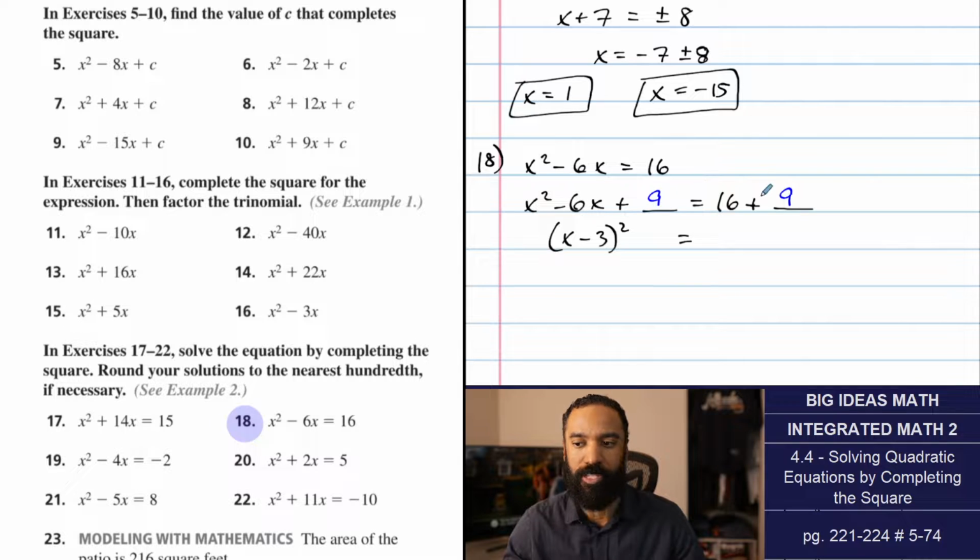But I don't just write it because I must understand that 9 is being added to both sides. 16 plus 9 is 25. I can't just leave that as a 16. That would be an invalid and incorrect answer.